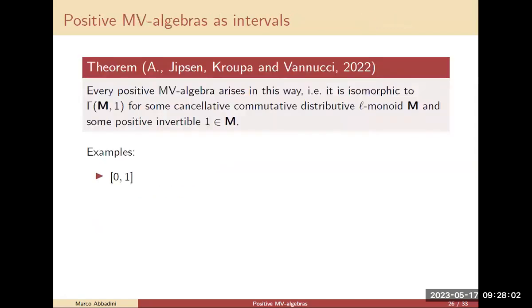Okay. And every positive MV-algebra arises in this way. That is, there exists some cancellative, commutative, distributive L-monoid M, and a positive invertible element 1, such that the positive MV-algebra is the interval between 0 and 1. So this makes them easy to work with. Actually. So for example, 0, 1 is the interval of R.